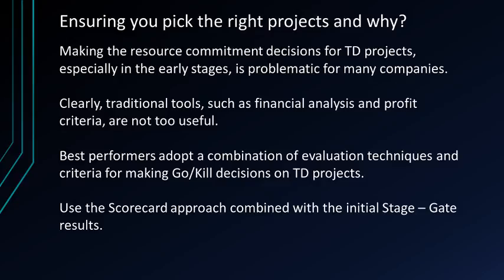Best performers adopt a combination of evaluation techniques and criteria for making go-kill decisions on TD projects. That's what I said. Use go-kill criteria with the stage gate analysis, both custom tailored to your project to ensure that you get the right data at the right times. And remember, use the scorecard approach combined with the initial stage gate results to ensure that you're making the best decision with the data that you generate. Because you don't want to get halfway through a project and realise you could have done it a different, better way.